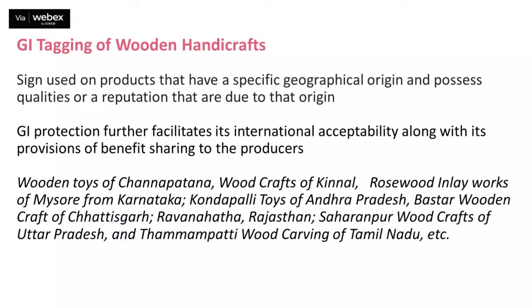These are all some of the typical representatives of what is happening, what the different cultures of carving are in different states or hubs. Then of course, another thing is that GI tagging is very important, because a GI tag is a sign used on products that have a specific geographical origin and possess qualities or a reputation that are due to that origin. And it further facilitates international acceptability along with its provisions of benefit sharing to the producers. And as everybody knows, the wooden toys of Channapatna, Kinnal, and inlay works of Mysore, Kondapalli toys of Andhra Pradesh, and the Bastar wooden handicrafts of Chhattisgarh. Similarly, so many places, so many tags were given to handicrafts. And the only thing is that we should still continue to utilize this opportunity, and researchers and extension scientists should consider continuing the tagging works and support the industry to make better profits.